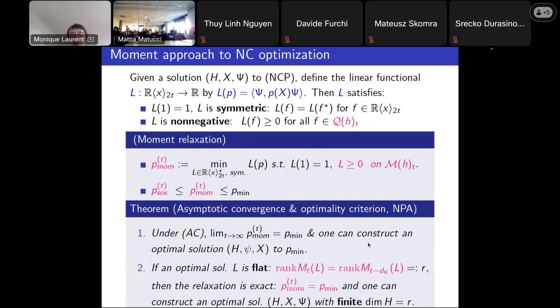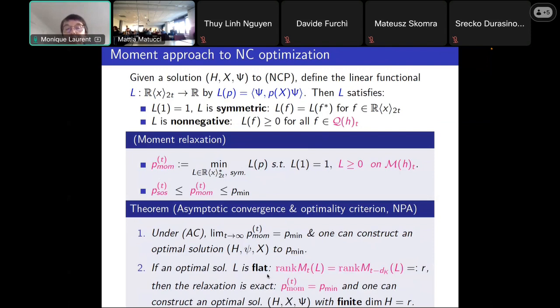So just like in the commutative case, we saw the flatness result. There is also a flatness result in the non-commutative case, and it goes in the same way, in a sense. So let L be an optimal solution to the moment relaxation here. So L is acting on polynomials up to degree 2t.